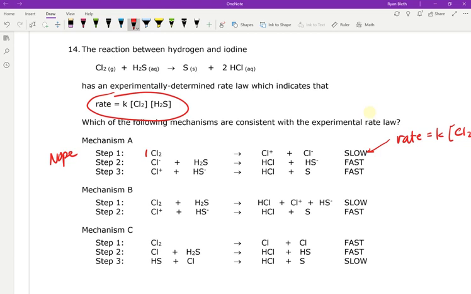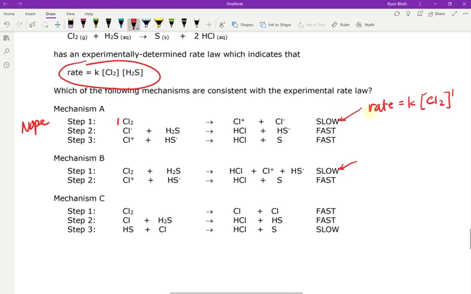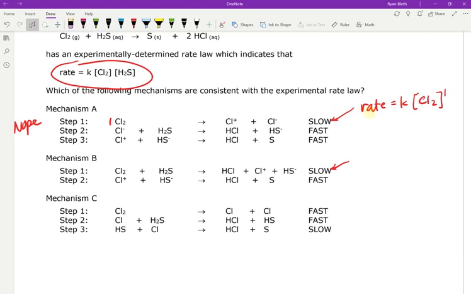What about mechanism B? Mechanism B's pretty simple too. It's got a slow step right out of the gate, and in that slow step, chlorine, Cl2, and H2S, hydrogen sulfide, are both reactants, and it's a 1-to-1 ratio. So our rate law expression would be rate equals K times Cl2 to the 1 and H2S to the 1. So sure enough, that one fits the rate law that they're wanting us to match it to up above. So yes, that's a valid mechanism for the rate law that was given.